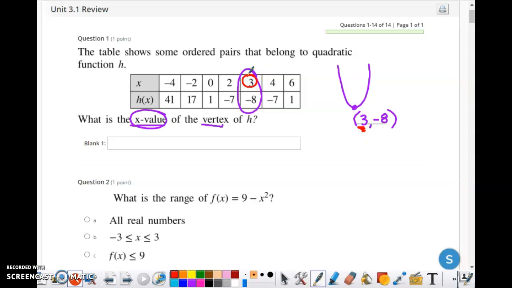Okay? Now, you can also tell because look at the -7 repeats and the 1 repeats. So it's the one in the middle that is not repeating. That would be the vertex. Okay? So the x value of it is just a 3.